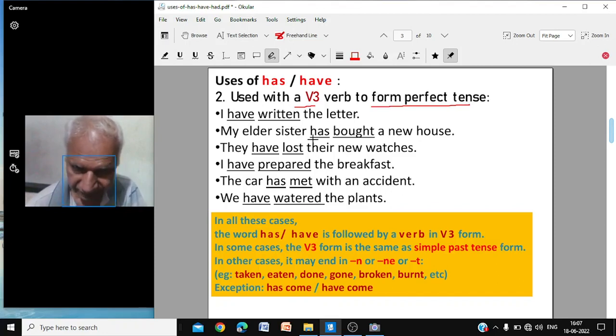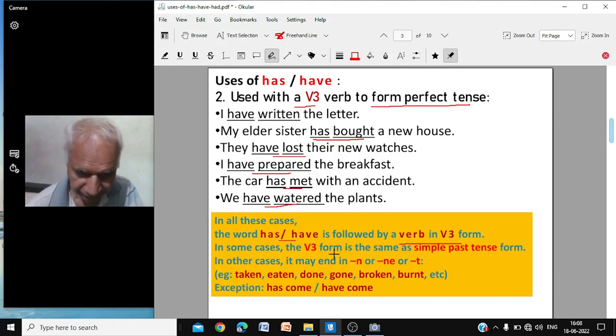My elder sister has bought a new house. Has bought, has followed by a V3 verb. They have lost their new watches. Have lost, have followed by a V3 verb. I have prepared the breakfast. Have prepared. The car has met with an accident. Has met, has followed by a V3 verb. We have watered the plants. The word has or have is followed by a V3 verb.